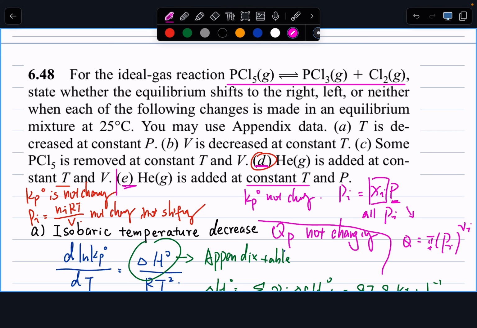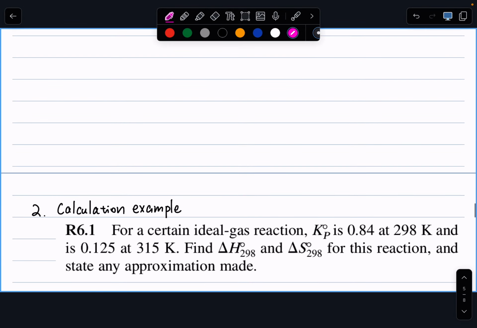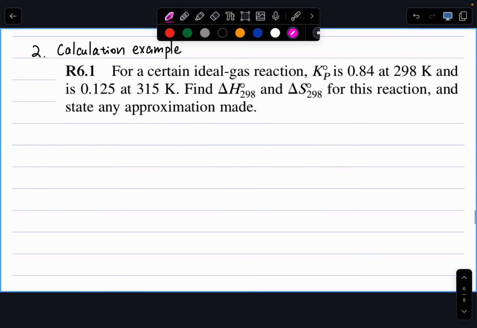One more practice question together. I'll skip the derivation problems and you can check your answer with the answer key. Let's look at the calculation example here. So we read the question together. It says for a certain ideal gas reaction, we have Kp naught given at 298 Kelvin and 315 Kelvin. We ask you to find the delta H naught and delta S naught of the reaction. Also state any approximation you are making.